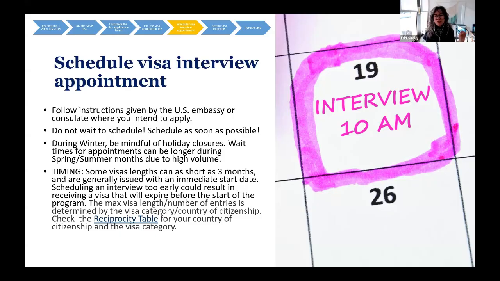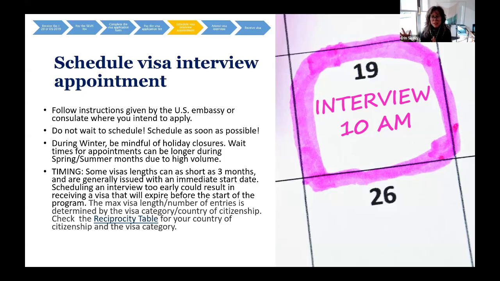Timing. So there is a particular issue that can come up for students from specific countries. Currently, our awareness is those countries tend to be in Africa, the Mideast, some in Southeast Asia. Some visas can be issued for as short as 3 months. This changes kind of on a daily basis. The U.S. determines the max length that a visa can be issued. And when a visa gets issued, it's generally issued with an immediate start date. So if you get approval tomorrow, you're going to have a visa start date that's tomorrow.